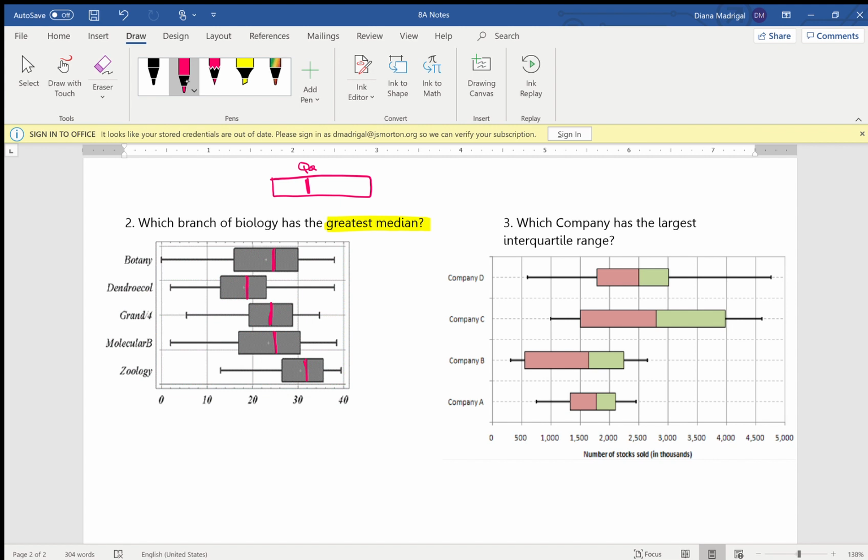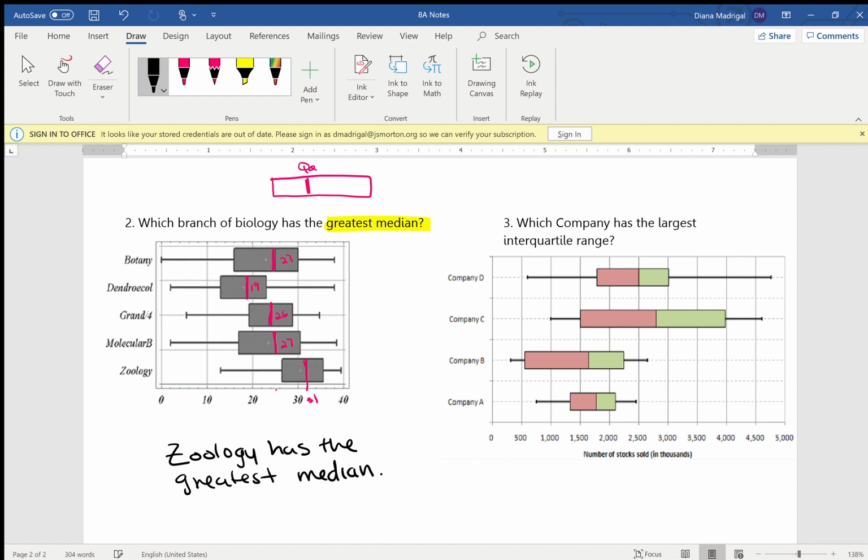Well, I'm reading through the graph. This one's about 31. This one must be around 27. This is about the same, 26. This has to be around 19. It's closest to 20. And then the first one has to be around 27. Same thing. So which one has the greatest median? Zoology. So my answer for this is zoology has the greatest median.